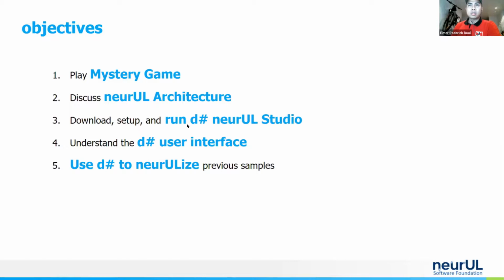Then we'll set up the Dash Neural Studio. We'll see how we can download it, set it up, and set up an account, so you're able to obtain the beta version of the Dash Neural Studio. Then we'll go through the user interface of Dash, so we understand the different parts of the user interface and how we use it to update our neural network.